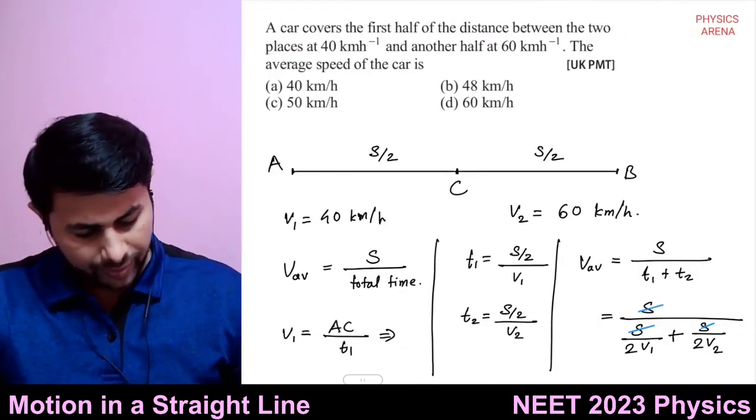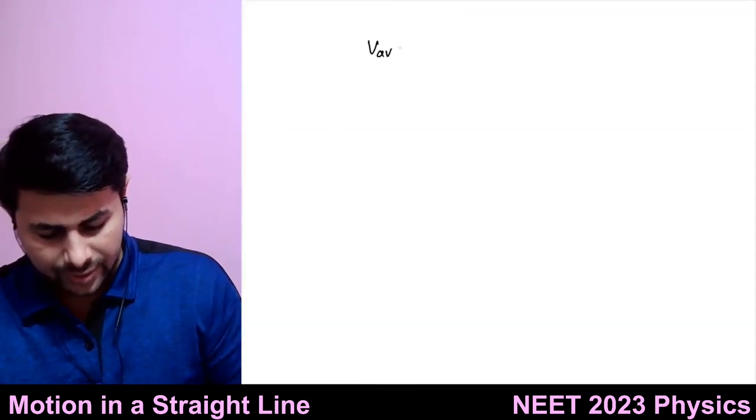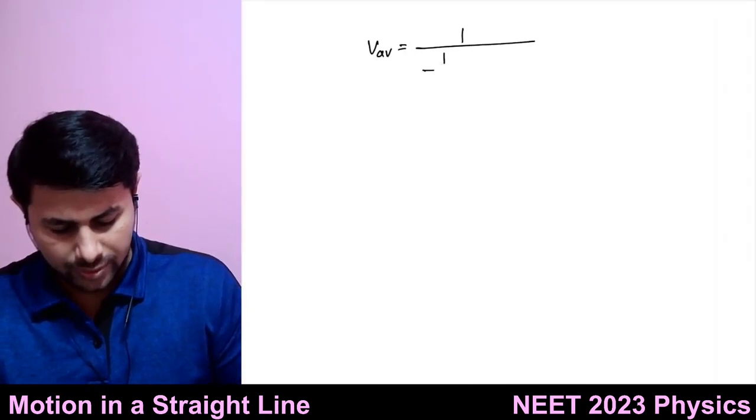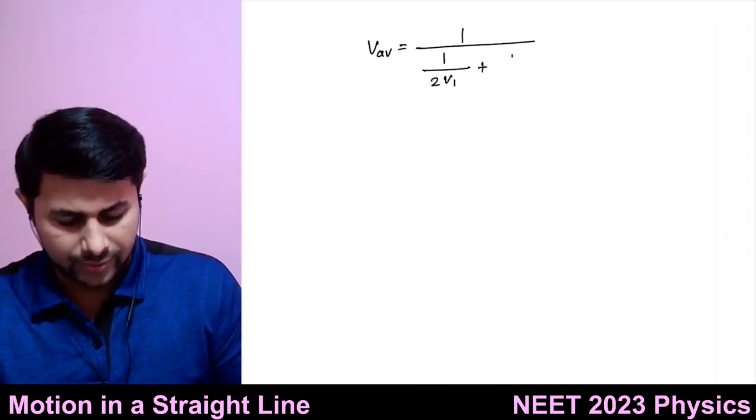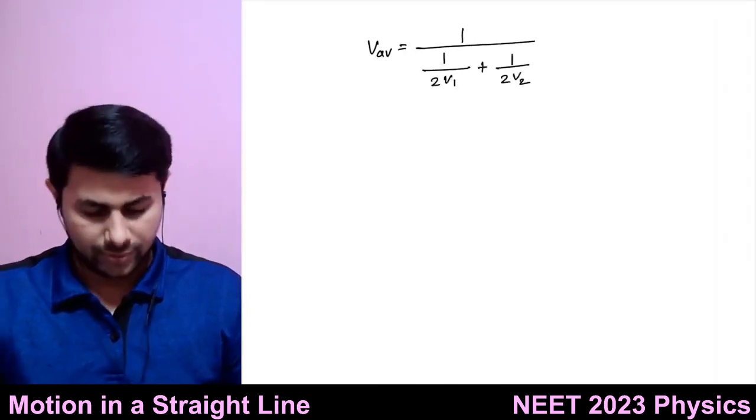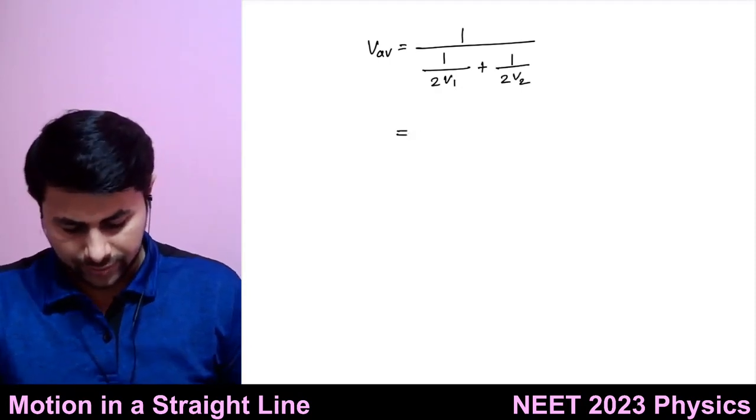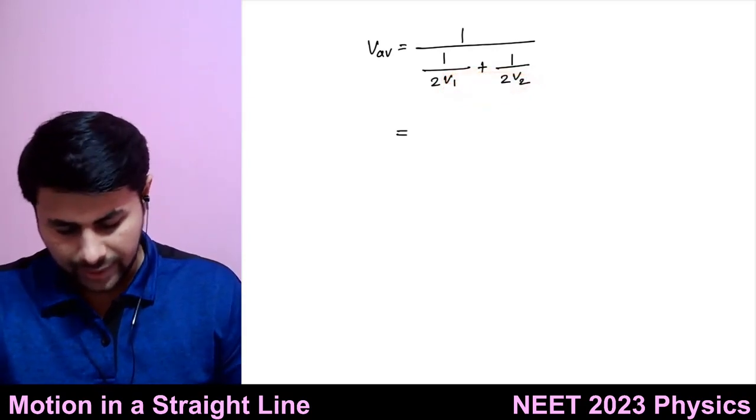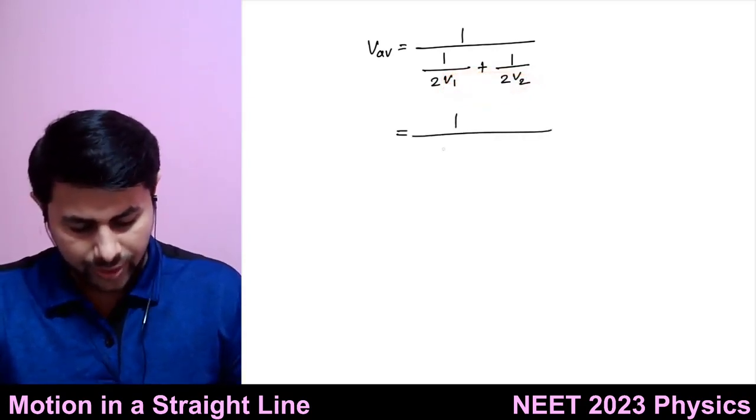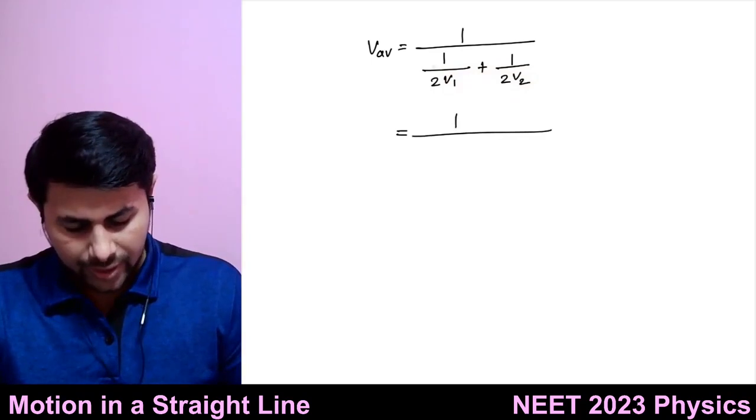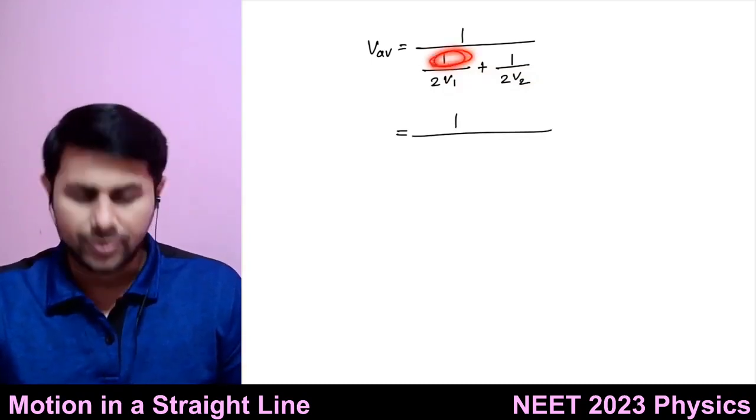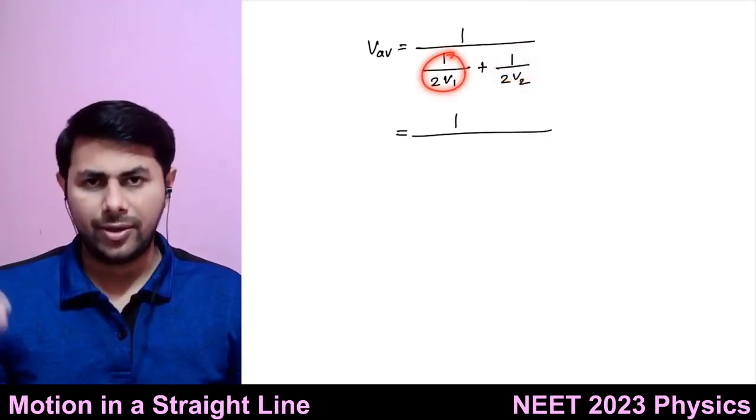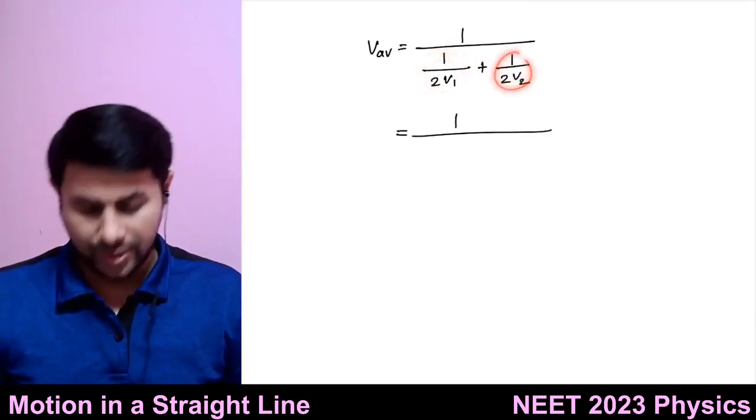So we have V average is equal to 1 upon 2v1 plus 1 upon 2v2. Okay, so this is equal to, now we have to make its denominator same, right? So 1 upon, I can multiply by 2v2, I can multiply by v2 over here and v1 over here. Okay, so this thing I will multiply by v2 and this thing I will multiply by v1.